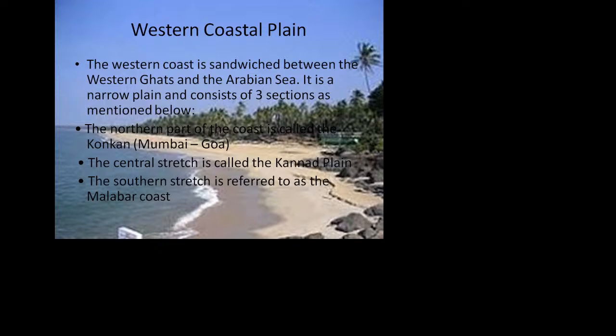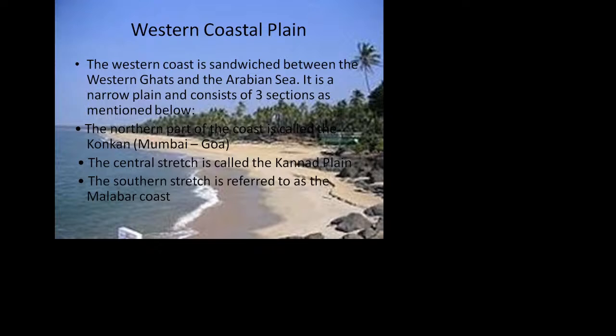The wide and leveled plains along the Bay of Bengal mark the eastern coastal plain. In the northern part, it is referred to as the Northern Sirkar. Now, the coast of southern Andhra Pradesh and Tamil Nadu is popularly known as the Coromandel coast.